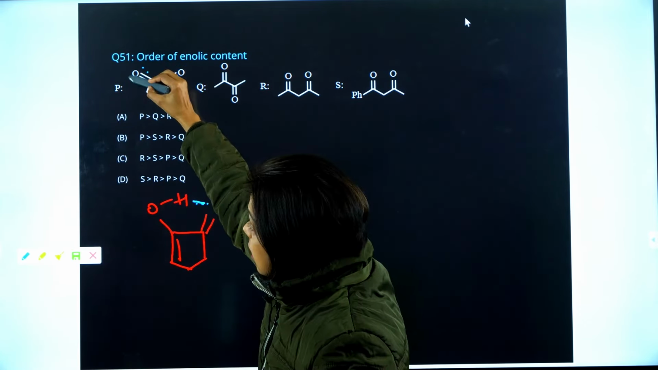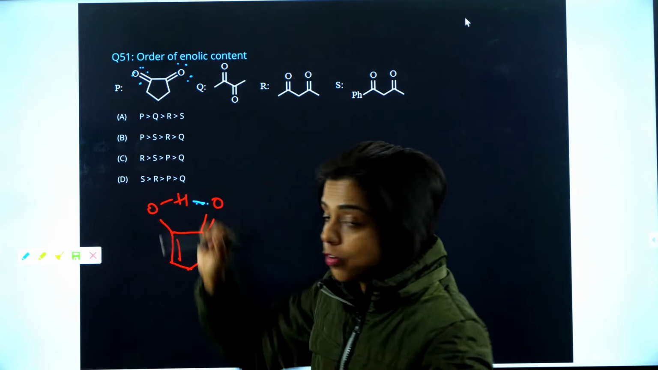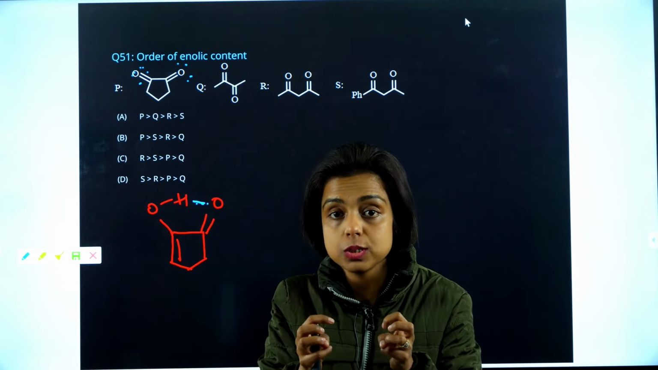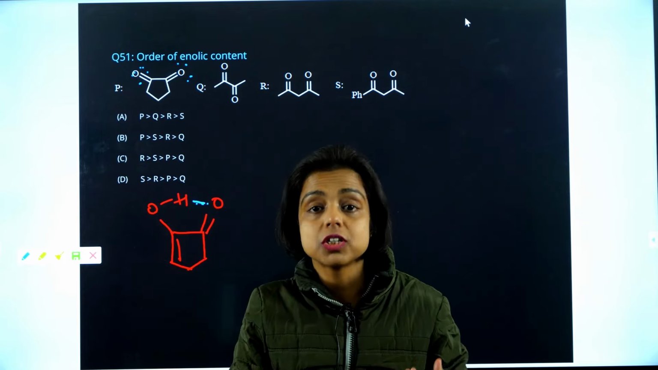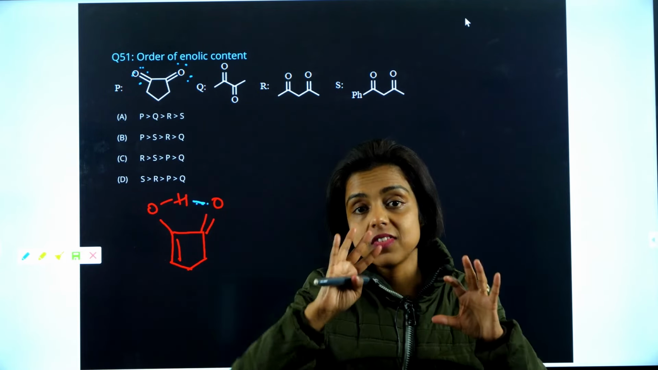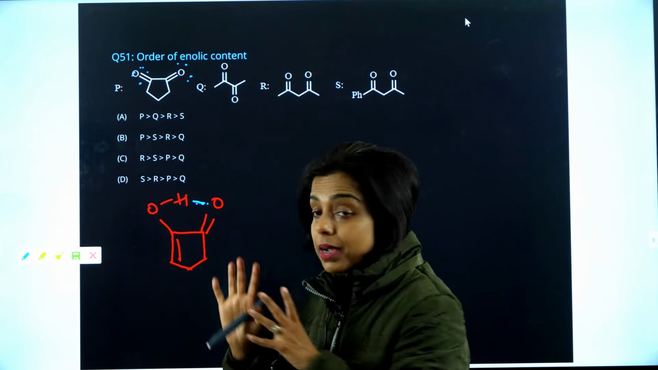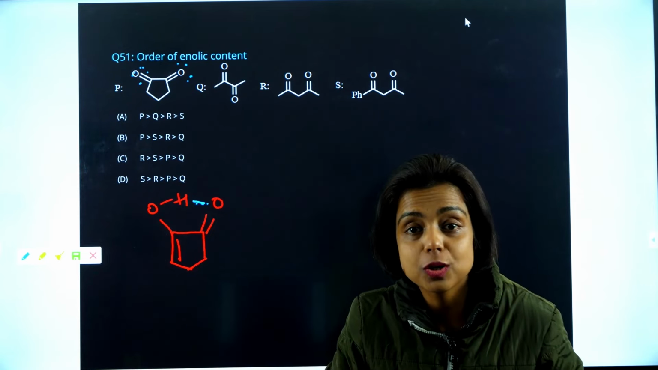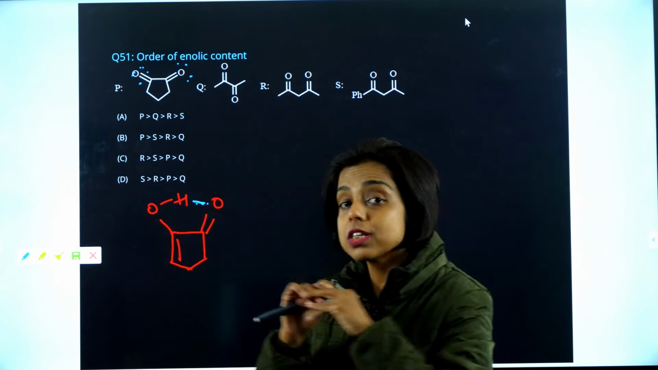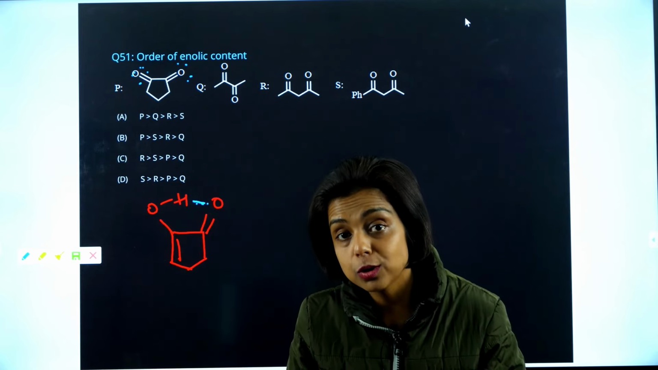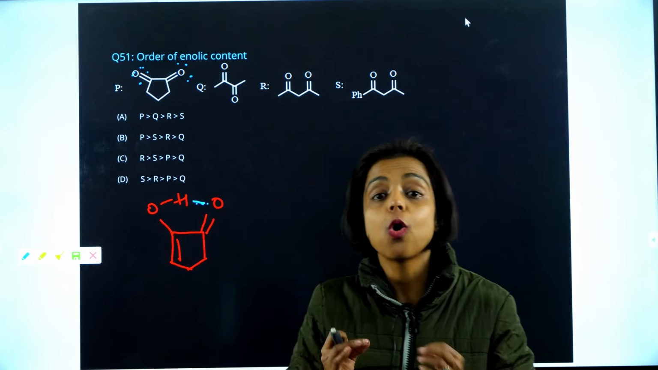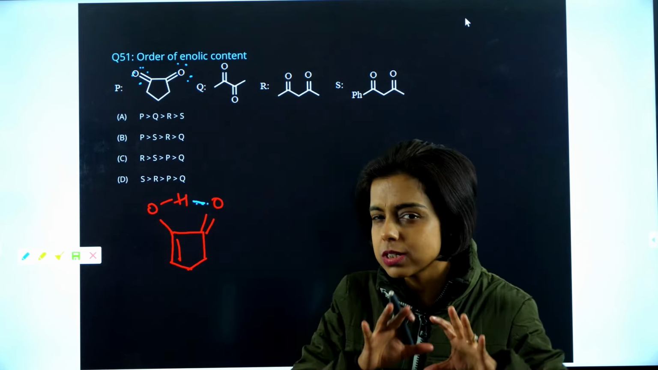Here it is highly unstable if it remains in keto form because of the interelectronic repulsions, because lone pairs are very close on both the oxygens, so there will be repulsion. So this keto form is very less stable. When it becomes enol, there is intramolecular hydrogen bonding, so it becomes more stable in the enol form. In fact, in this molecule, the enol content is almost 100% and almost 0% is the existence of keto because of more repulsions and instability in keto form.